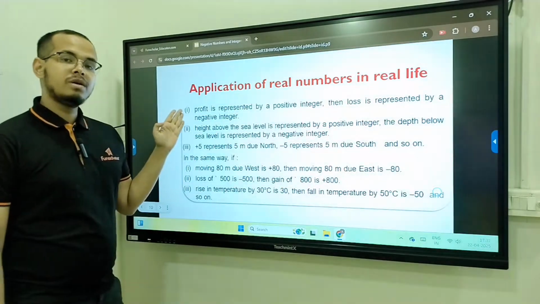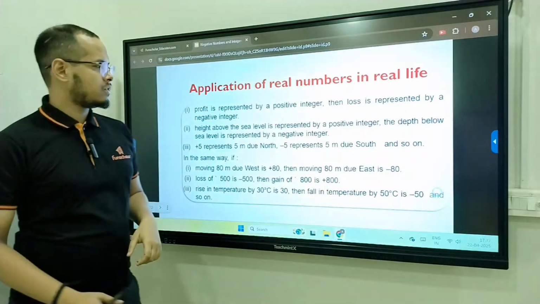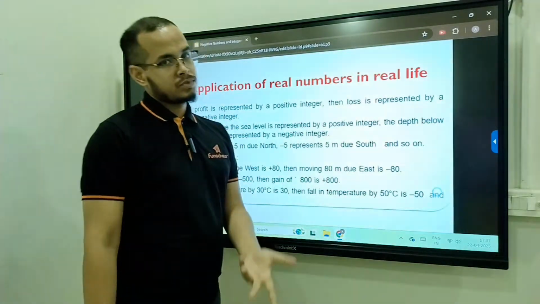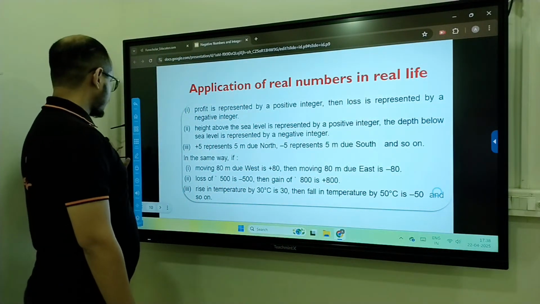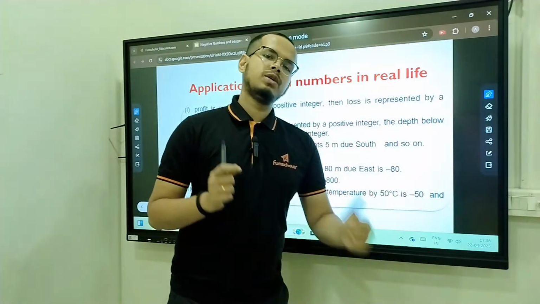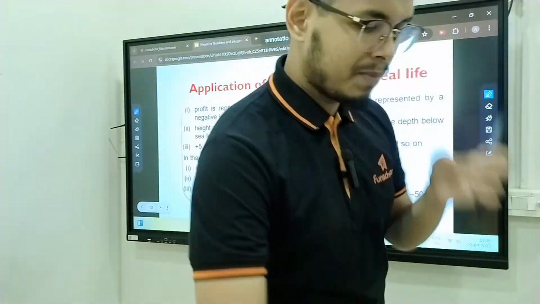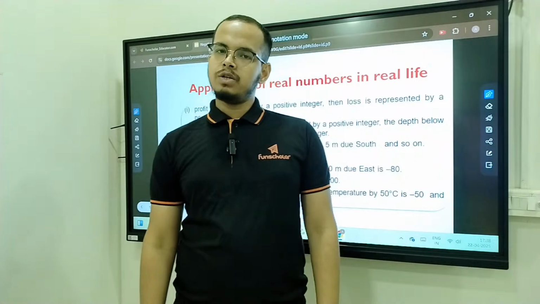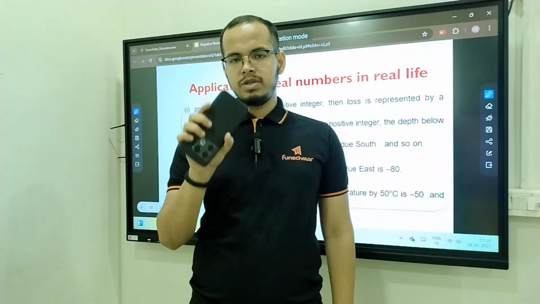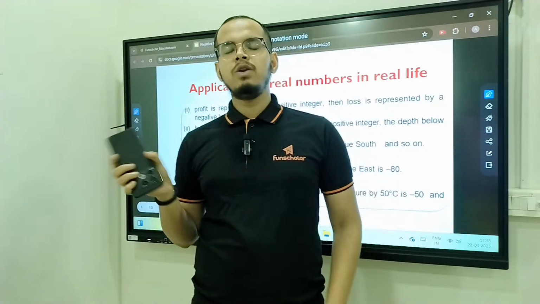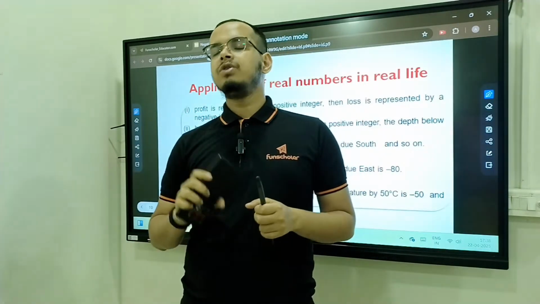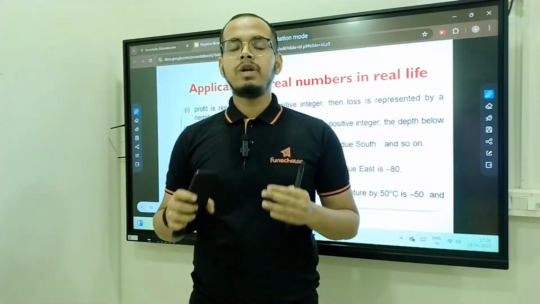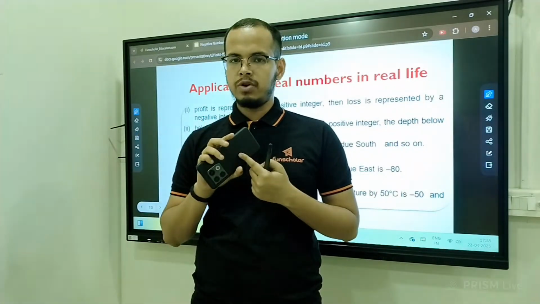Now we will find applications of this in real life. Profit is represented by a positive integer, and loss is represented by a negative integer. Let us give some examples for this. I go to the store and I have a mobile phone with me, right? I buy this mobile phone for about 100 rupees. If I sell this mobile phone to a friend of mine who wants this specific model, I'll say, I'll give you this mobile phone, but not for 100, but for 120 rupees. So I make a 20 rupees profit, 20 rupees more than what I paid for the phone, right?